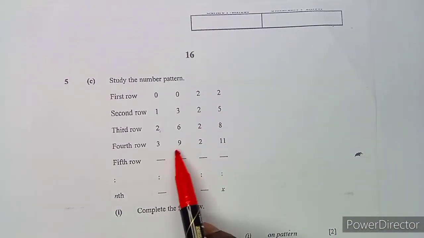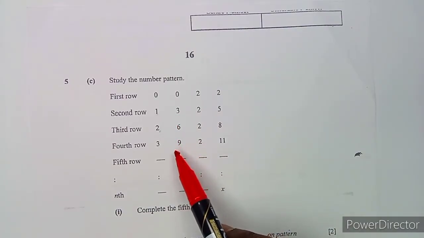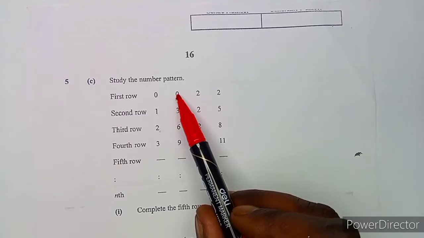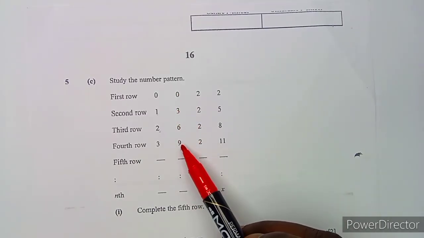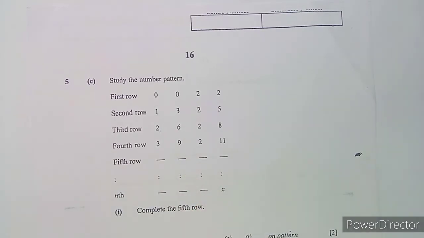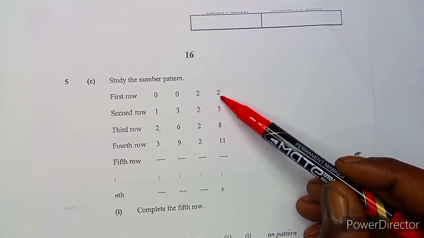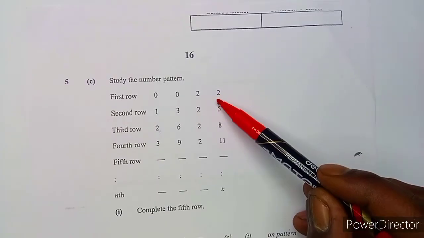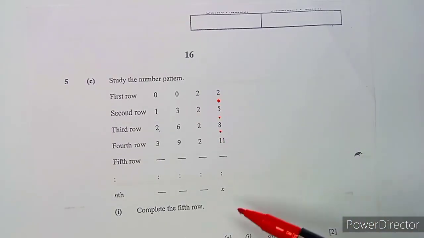But here what is happening? 3, 6, 9. So it means these are actually multiples of what? Multiples of 3. If you check, 3 times 0 is 0, 3 times 1 is 3, 3 times 2, 3 times 3, 3 times 4, something like that. And here, if you cross check what is happening, there's 2, 5, 8, 11. You will see that we have a difference of 3 throughout.